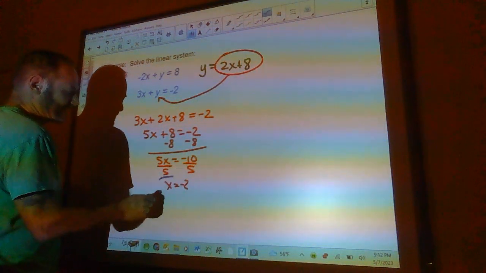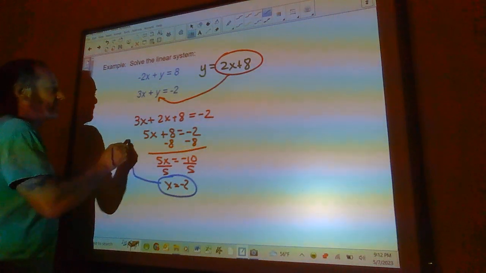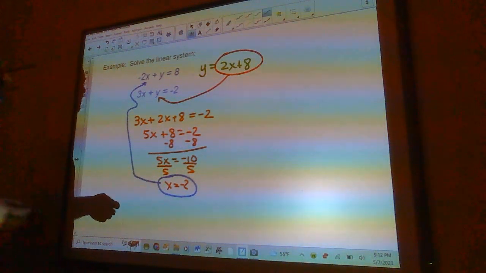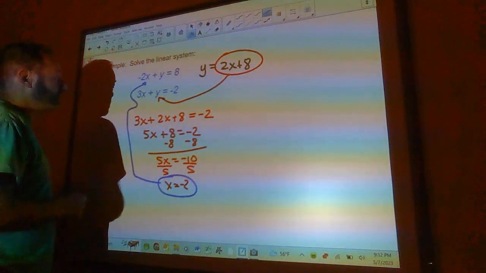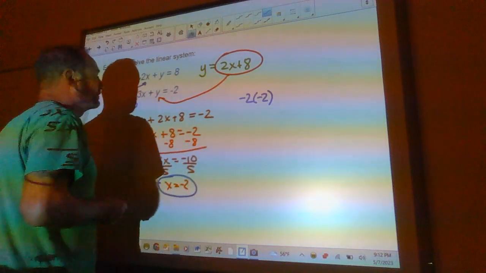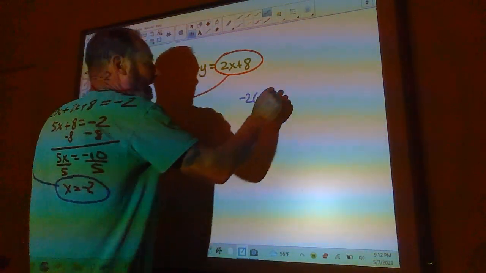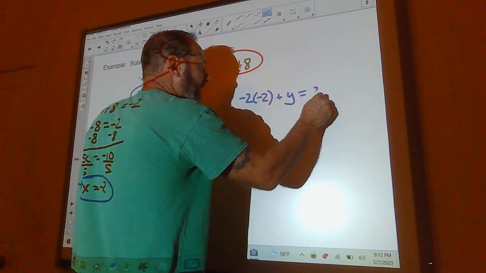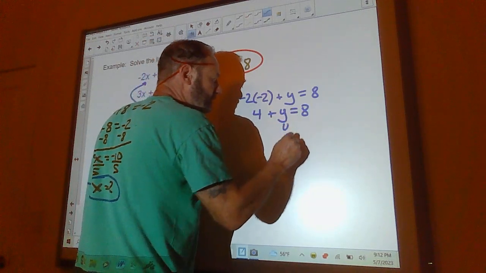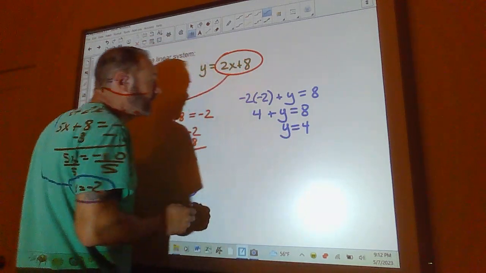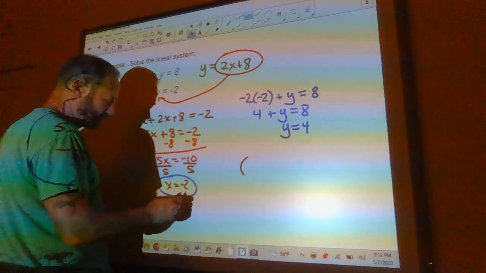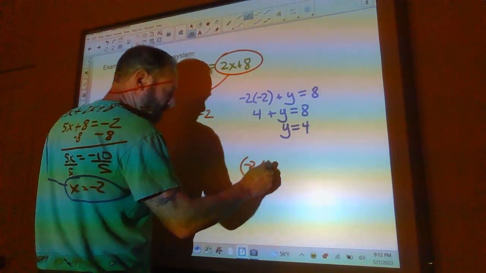We're going to take that number and substitute it back into, I don't know, this one right here. It doesn't matter which one of the two original equations. So we're going to have negative 2 times negative 2 plus y equals 8. So 4 plus y equals 8, which means y is 4. So my answer then is the point negative 2, 4.